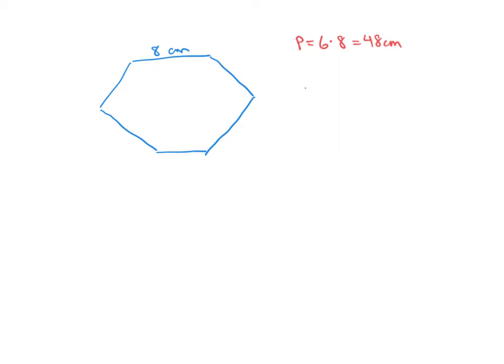Now, to find the area, we're going to have to do a little bit of work. Essentially, we could break this into 6 congruent triangles. Okay? So what we're going to do is look at one of those triangles. So if we can find the area of one of the triangles, then we can find the area of the entire thing.